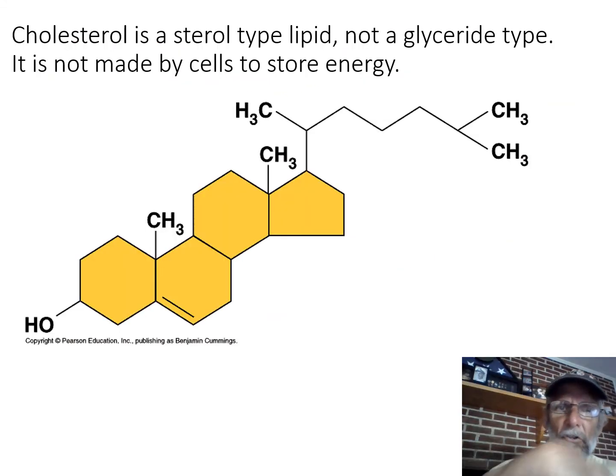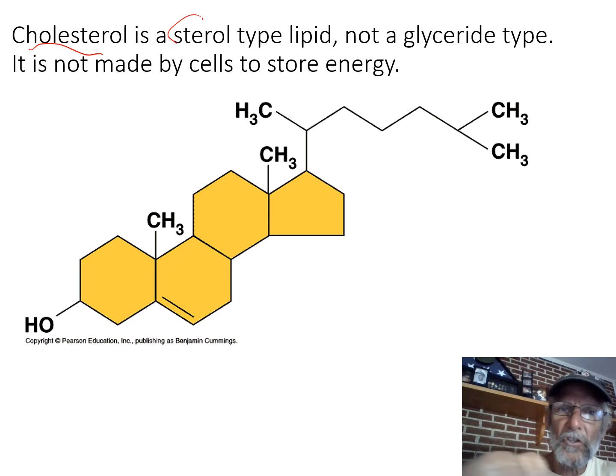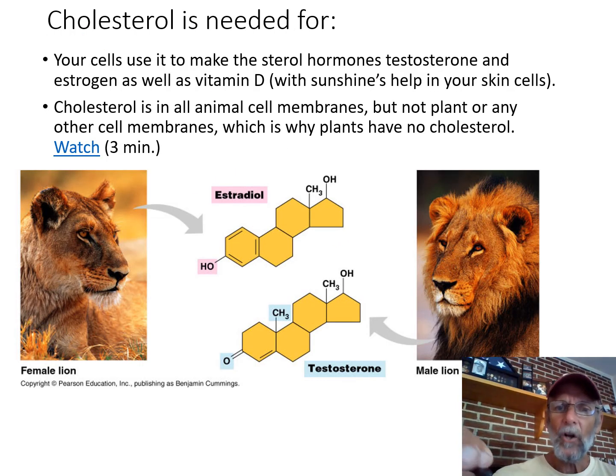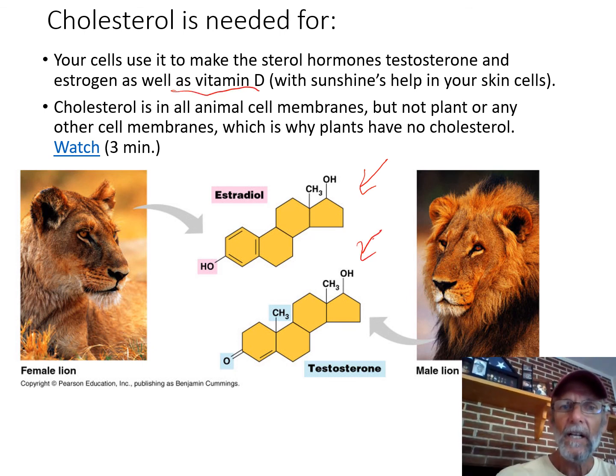So real fast here, here's cholesterol. That's that kind of lipid that's called a sterol. You can see it looks quite a bit different than those triglycerides we saw. And it's not made by cells to store energy, but for another purpose. It also is what your cells start with to make molecules like this and other ones, like vitamin D. Your cells use cholesterol to make these sterol hormones, the ones that we call the sex hormones, specifically the male sex hormone testosterone, the female one estrogen or estradiol.